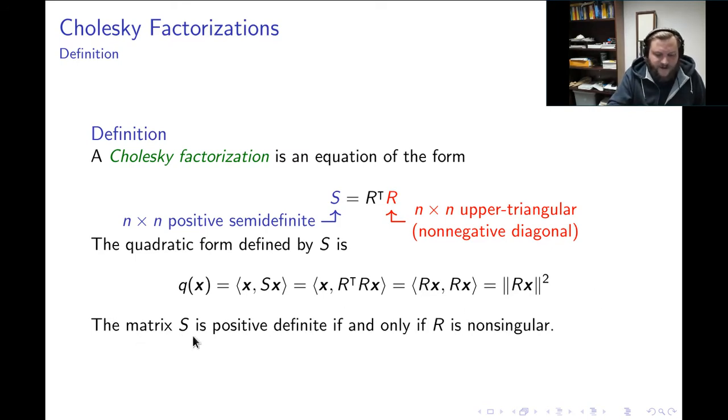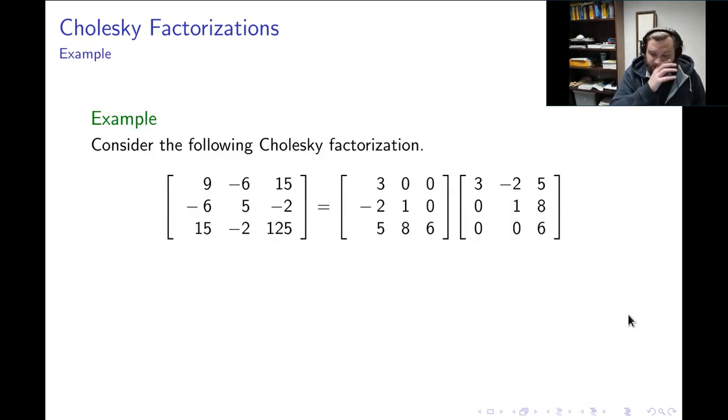Now, another thing to remember is that this matrix S is always going to be positive semi-definite, but it is positive definite if and only if the matrix R in this situation is non-singular. So let's look at an example.